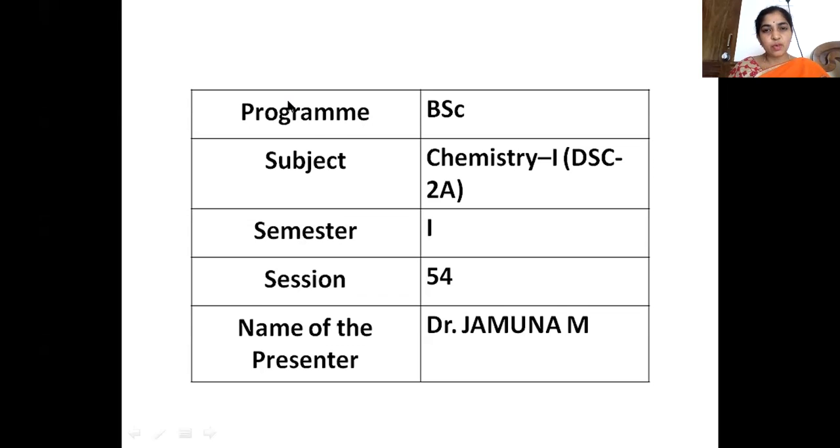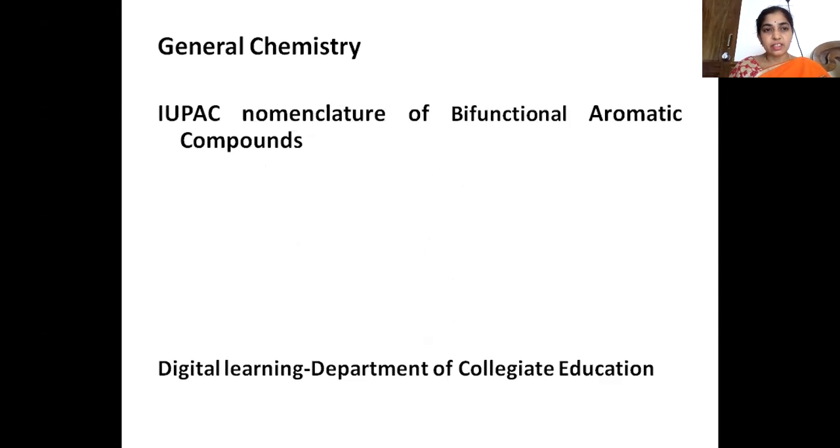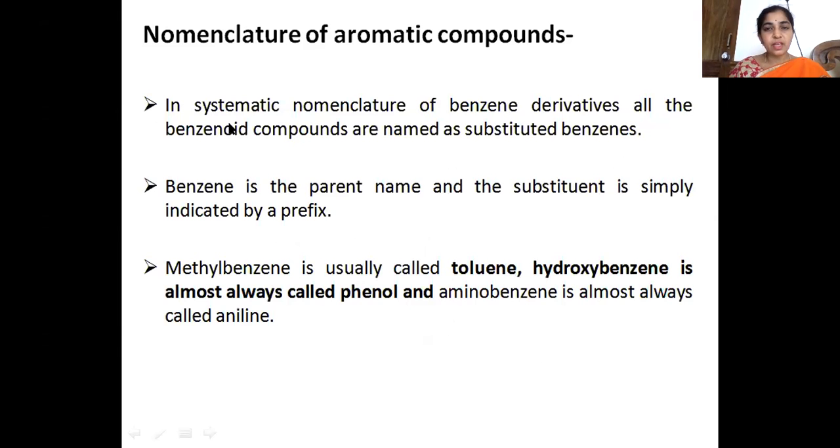Hello students, I am going to handle this session for B.Sc first semester, the general chemistry paper. Under that, the topic is IUPAC nomenclature of bifunctional aromatic compounds. So you know what is IUPAC. Already you might have studied in your PU class, that is International Union of Pure and Applied Chemistry. So let us go in detail about the nomenclature of aromatic compounds.